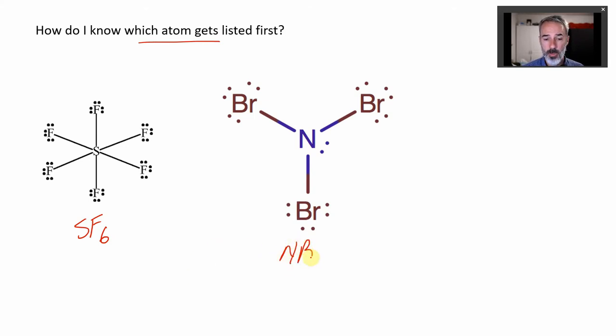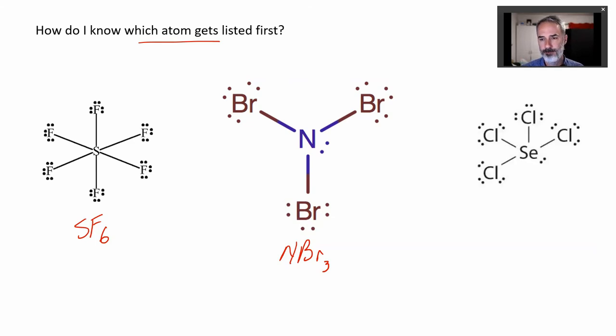Did you get NBr with a little 3? Now, I know in Edpuzzle you can't often do subscripts. It's okay. You just type in NBr3. What about this one? SeCl4. Because there were 4 chlorines, we have to have a little subscript 4. And Se, there was only one of them, and I didn't put a 1 in there.